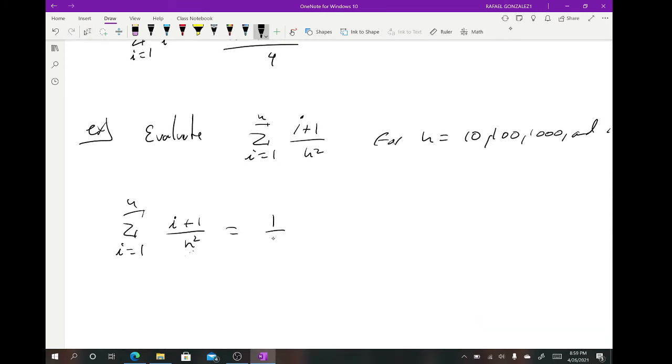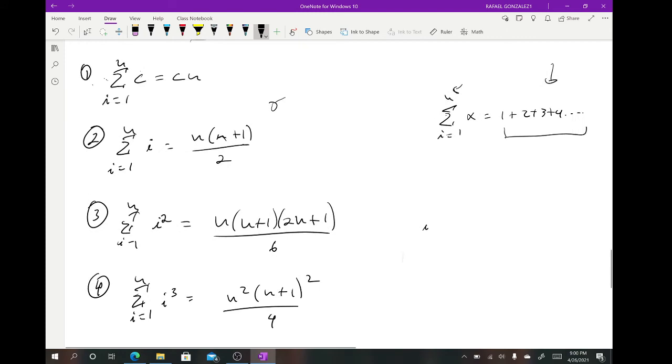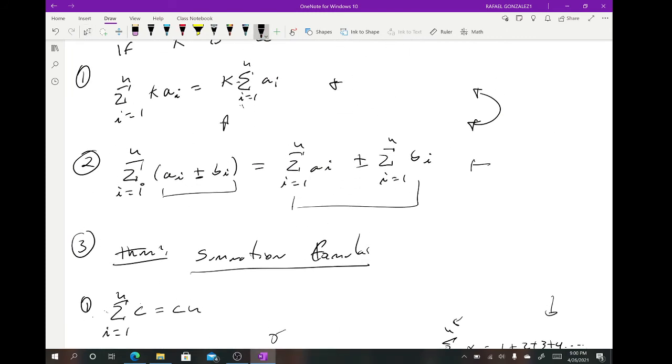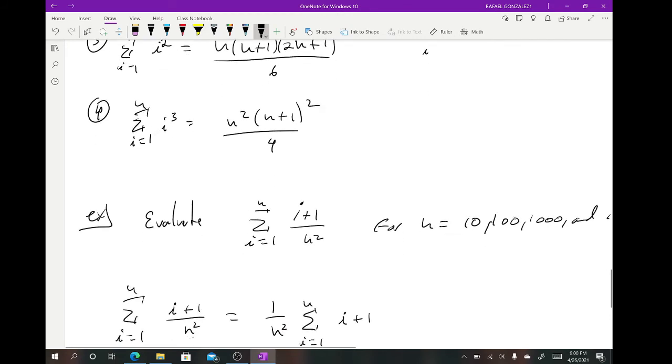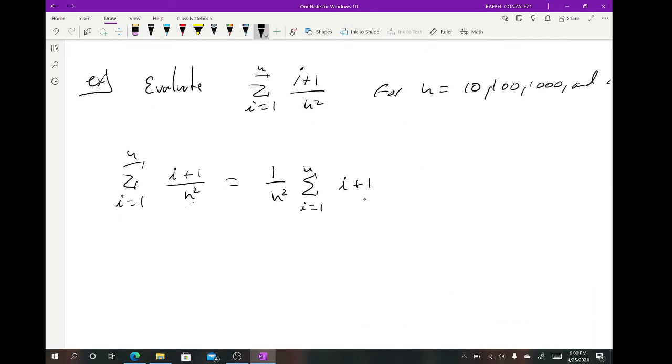So the same as 1 over n squared times the sum I equals 1 to n of simply I plus 1. But now this second rule kicks in, because we have a sum now. We have the sum of I and the sum of 1, because it's I plus 1. So we could actually split this yet again. So I could write 1 over n squared times the sum I equals 1 to n of I plus the sum I equals 1 to n of 1.